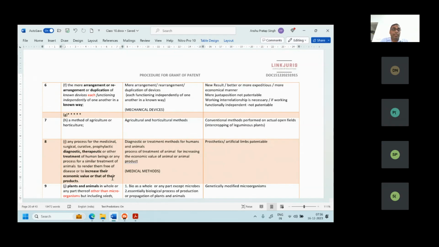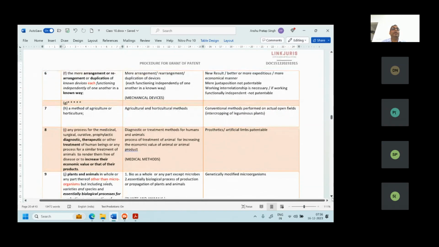Now, let's go to the increase in economic value of animals. If you have some device because of which the sheep's wool quality is getting increased, or a chicken is giving more eggs, those are not patented. We are saying that it cannot be patented. But prosthetic artificial limbs can be patentable because they are neither diagnostic, therapeutic, or other treatment. These are support systems for humans.